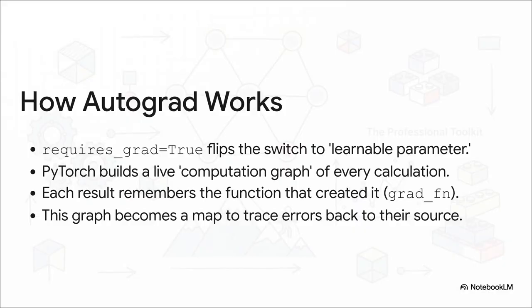So how does that magic switch actually work? Well, the moment it's flipped on, PyTorch starts building what's called a computation graph in real time. Every single calculation gets recorded. And each result remembers the exact function that created it. So this graph becomes a perfect map, like a trail of digital breadcrumbs. And that's the key. It lets the model trace any mistake, any error, all the way back to the source, and figure out exactly who to blame for a wrong guess.